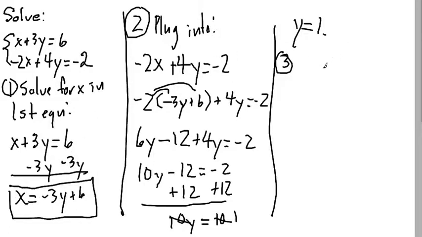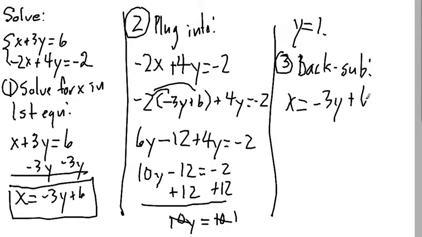And I just have to plug in y. We often call this back substitution. Let me just write back sub. So we back substitute y equals 1 into this. So x is equal to minus 3y plus 6, which is minus 3 times 1 plus 6, which is minus 3 plus 6, which is equal to 3.